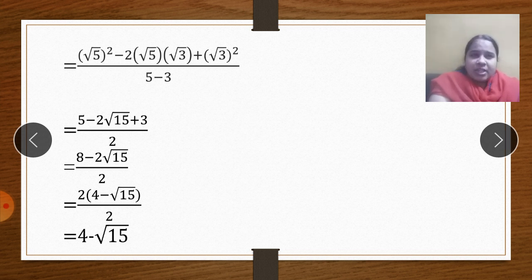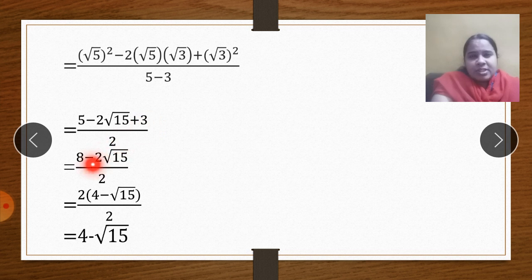But don't make the mistake of multiplying the 2 also. This is another mistake which mostly happens in this type of sums. So this will be written with 2 as it is. Root 5 into root 3 is root 15. Root 3 the whole square is what? 3. And 5 minus 3 is nothing but 2. Then 5 plus 3 is 8.